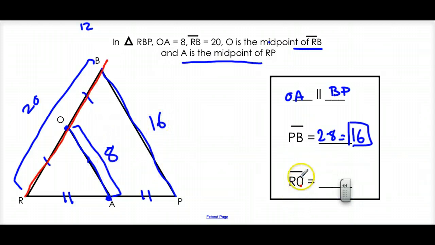Oh, you see that magic? That changed to RO. That's what I meant to say. So we're trying to look for RO. So RO, which is this part of the line segment. Well, if we know the whole thing is 20, and these are both halves of that, we know that RO would be 10.